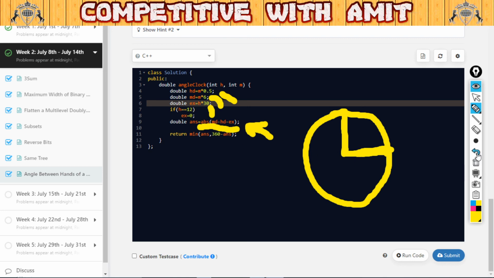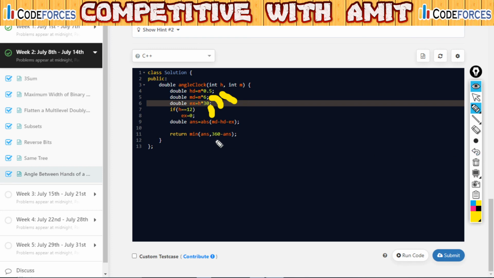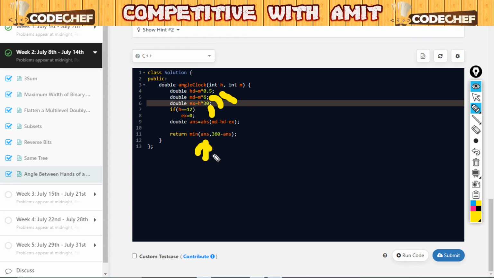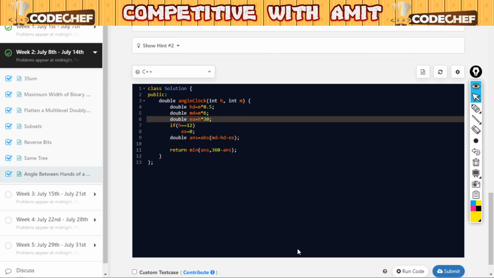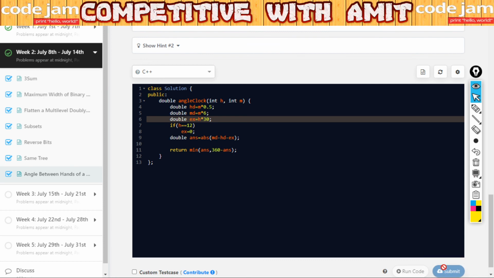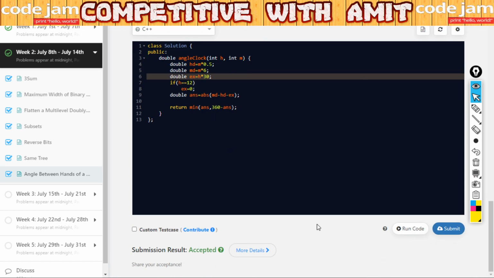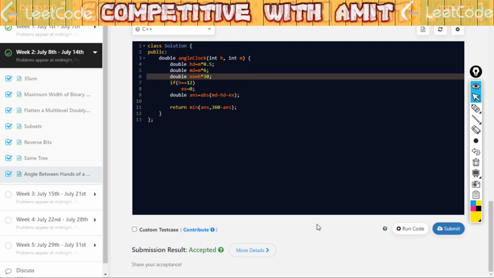Now the last thing which we are doing in the question, which is to find the minimum of answer and 360 minus answer. So this is the simple approach which we are going to submit. So now if we submit the solution, we got correct answer. So this is a simple solution in which just we have to apply a simple trick.